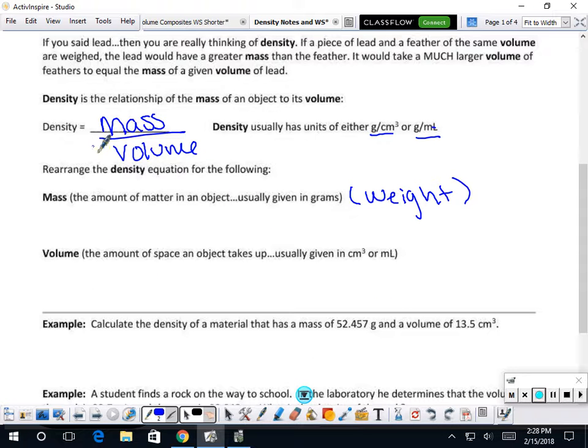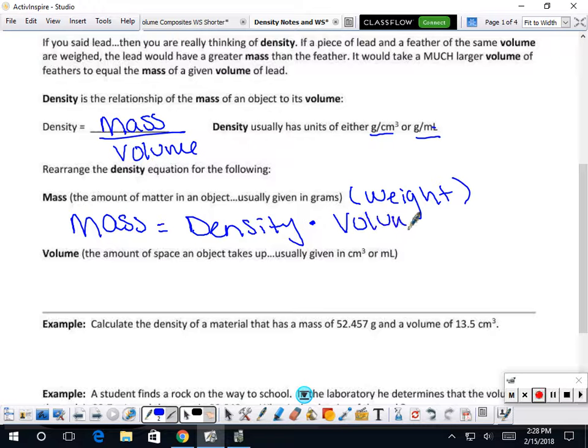If we want to solve for mass, we can multiply the volume to the other side of the equation, and we get mass is equal to density times volume. If instead we want to solve for volume, and volume is the amount of space that an object takes up, usually we have that in centimeters cubed or milliliters. If we want the volume by itself, I've got to move volume to this side, which means I need to move density to this side. So volume would be equal to mass divided by density.